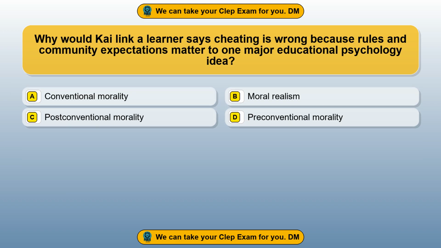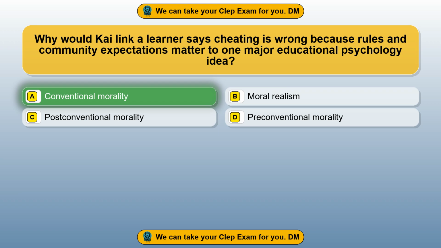Question 21. Why would Kai link a learner saying cheating is wrong because rules and community expectations matter to one major educational psychology idea? Option A, conventional morality. Option B, moral realism. Option C, post-conventional morality. Option D, pre-conventional morality. The correct answer is option A.